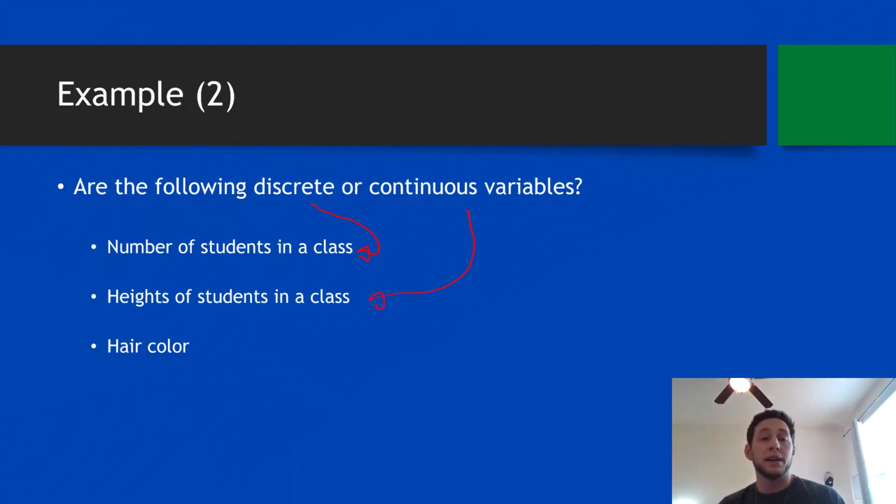So theoretically, I could be any number between, say, 5'6" and 5'7". I could be 5 feet and 6.001023 inches. So height would be continuous, just like weight. What about hair color? Well, this is actually a trick question.